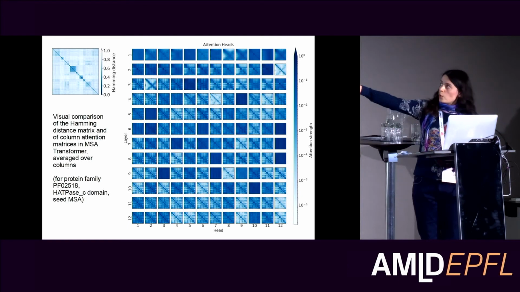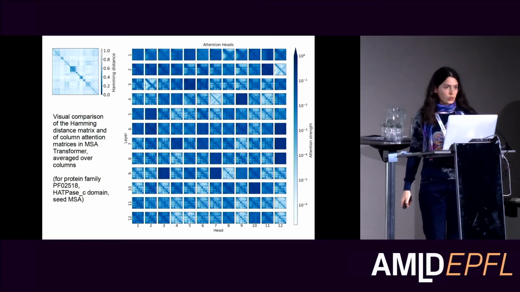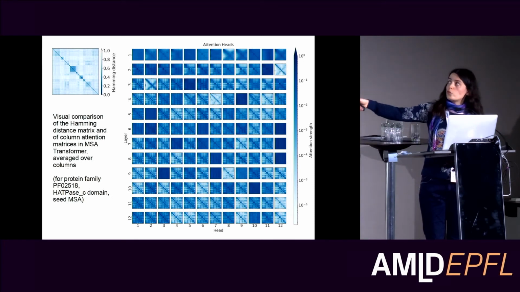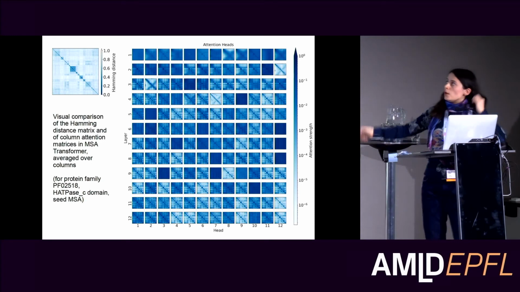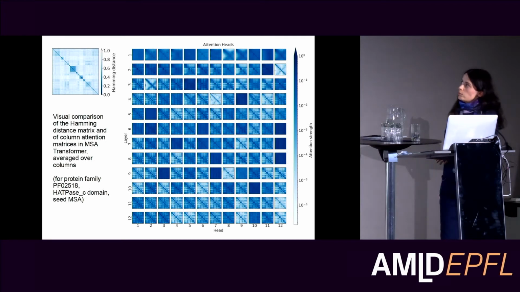You can see that there are some blocks in this Hamming distance matrix, and the blocks correspond to the fact that the sequences in this alignment are sorted according to phylogeny. Close sequences in phylogeny are close by, and they tend to have small Hamming distances. These are the blocks from the phylogenetic tree. What is quite striking is that, just by looking at the attention heads, you can see similar blocks. It seems that these blocks from the Hamming distance are reproduced by some of the attention heads.